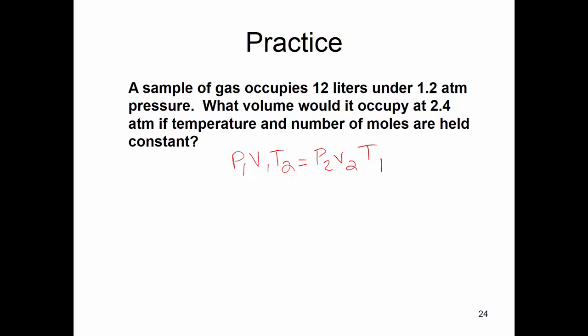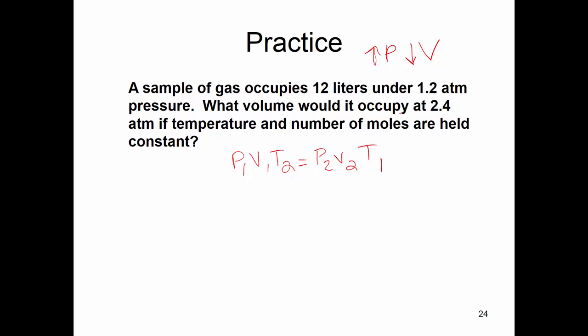So you could recognize it as Boyle's law and just use it that way. It's a real simple problem. So we have 12 liters and 1.2 ATM, and then we double the pressure. So we're going to half the volume. That's what Boyle's law says. If we increase pressure, we decrease volume. So if we have 12 liters and we double the pressure, we're going to cut that volume in half. So the answer is 6. But we're just going to use the combined gas law to see this.